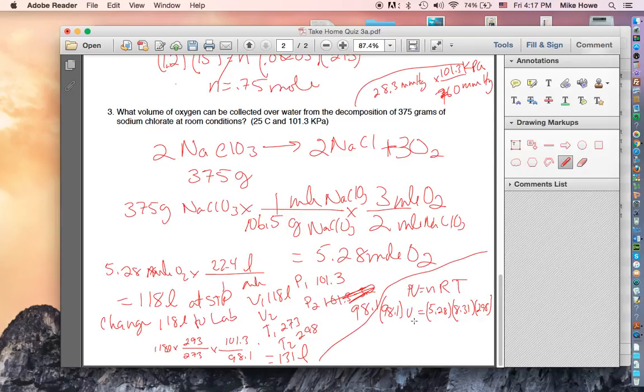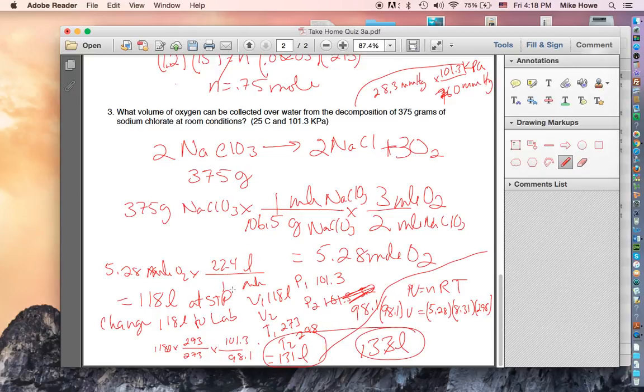So 5.28 times 8.31 times 298, and I'm going to divide that number by 98.1, and this time I got 133, which is close to this number, and that's probably a rounding error that I made somewhere, but I don't know where. And my wife called and told me I had to go home. So anyway, this is very close to this number. It should give you the same answer. So you can do it either way.